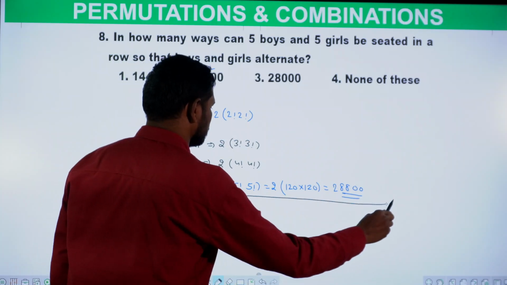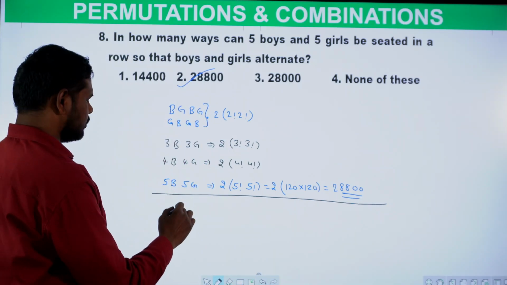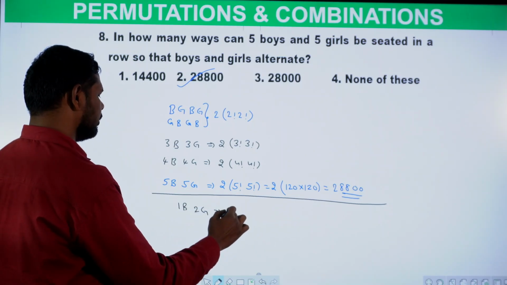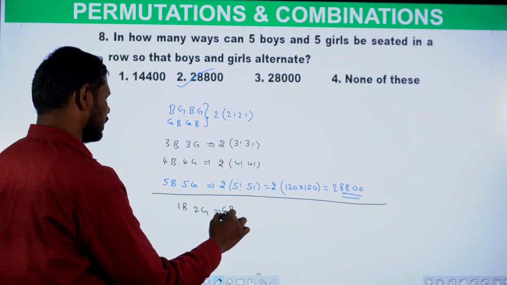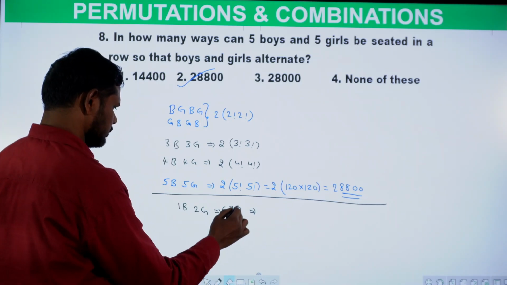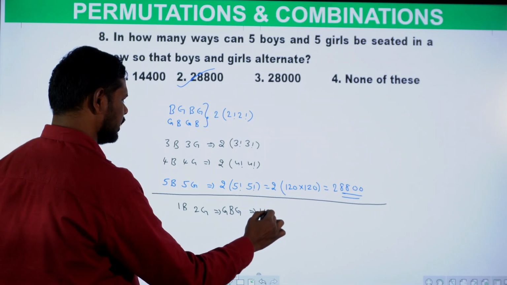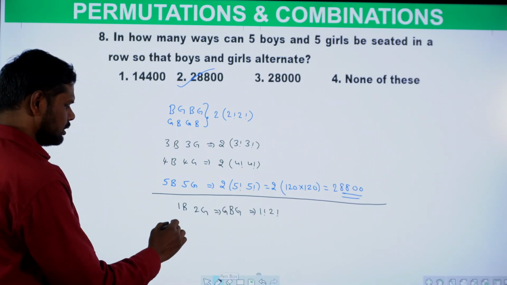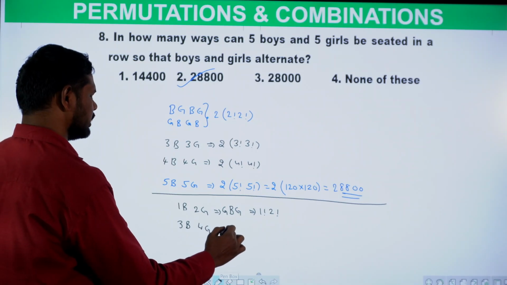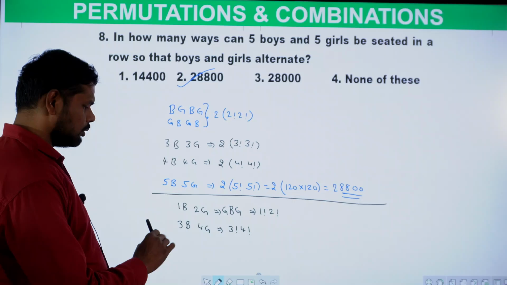That's it. Very simple. Suppose boys and girls are not equal. Suppose 1 boy, 2 girls are there. Only possible way: girl, boy and boy, sorry, girl, boy, girl. So 1 factorial into 2 factorial. That's the answer. Suppose 3 boys, 4 girls. Now the answer is 3 factorial into 4 factorial. Only one way is possible.